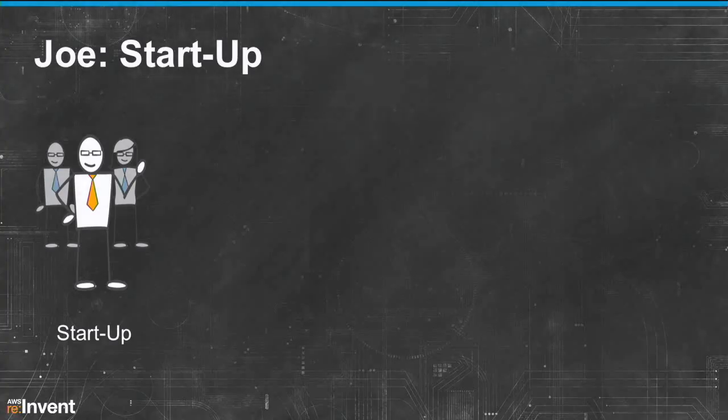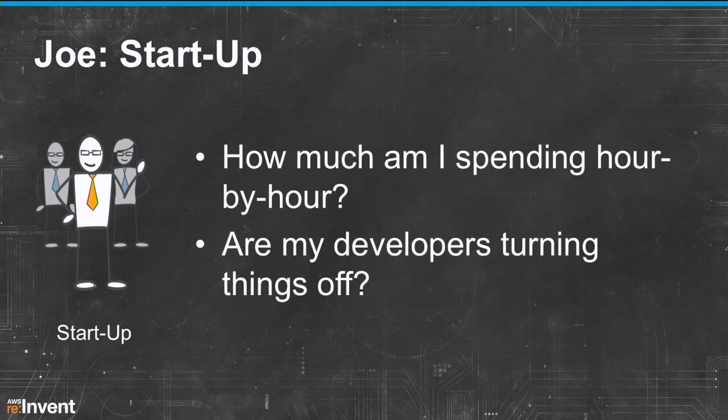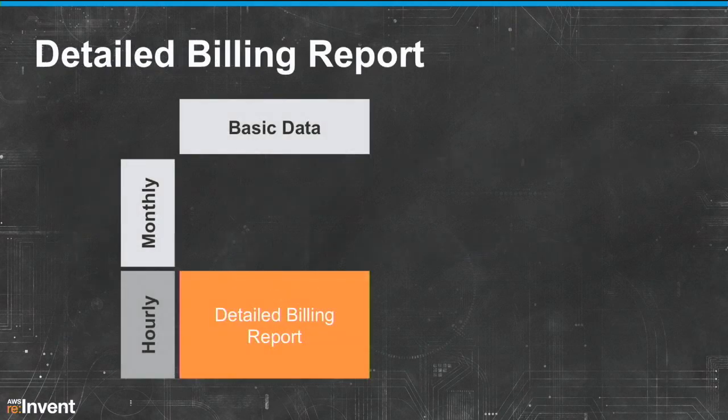So let's say Joe has been successful. He decided to hire a couple of his friends, run a couple of instances, maybe 10 or 15. And now, to save his cost, to get some insight into his cost, Joe has new questions. For example, how much am I spending hour by hour? Are my developers turning things off at night? And that's where a detailed billing report will help Joe.